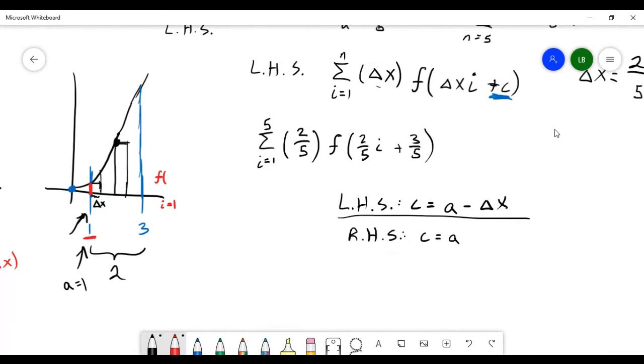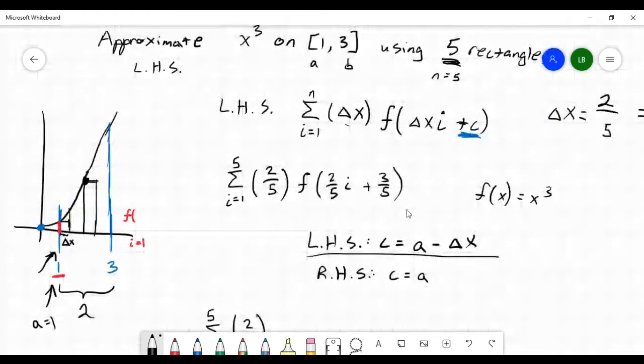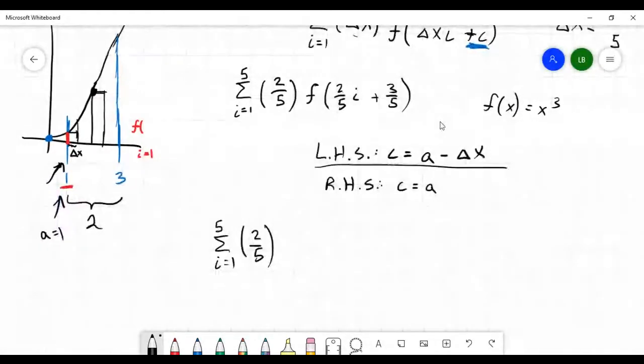Now, if we wanted to finish the problem at hand, we have the sum from i equals 1 to 5 of 2/5 times f of 2/5 i plus 3/5, since f of x is equal to x cubed. Sorry, this was a while ago. We spent a while talking about how to get c. Then we just plug in 2/5 i plus 3/5 wherever we see x, and then it would be that cubed. And this is a sum we could actually calculate.